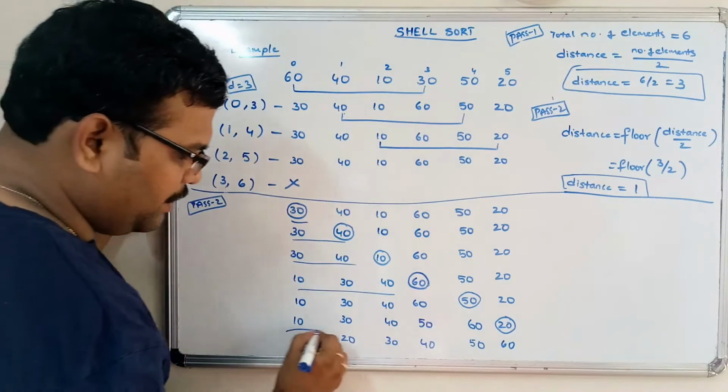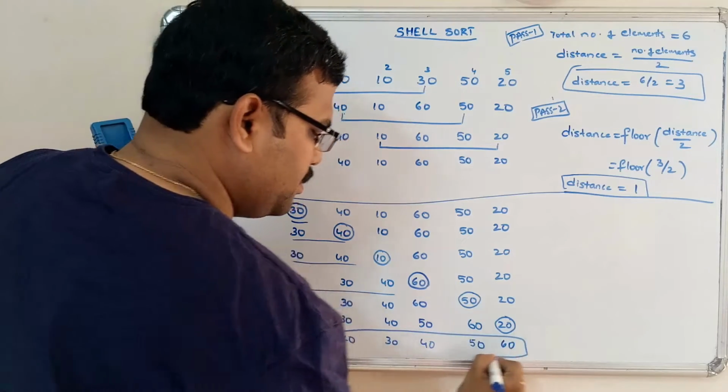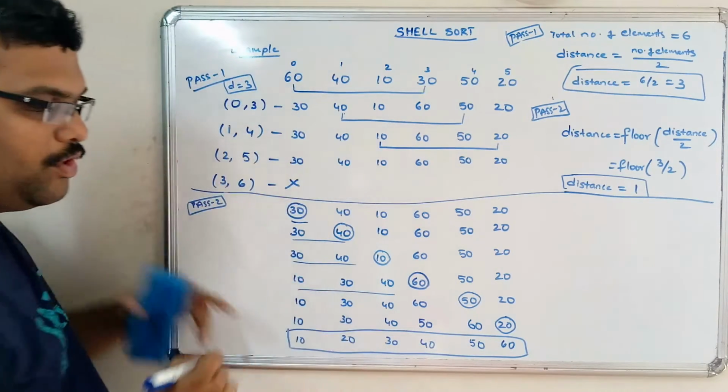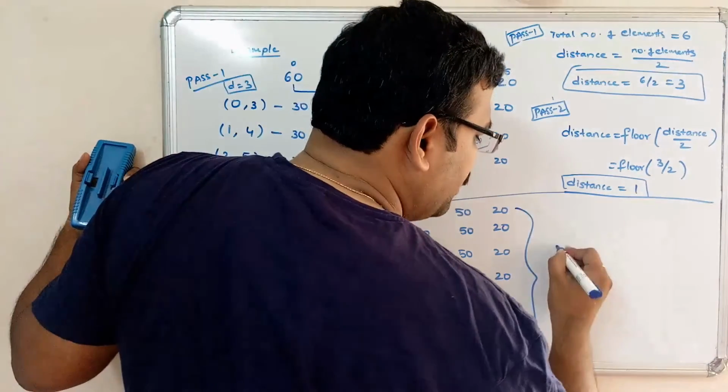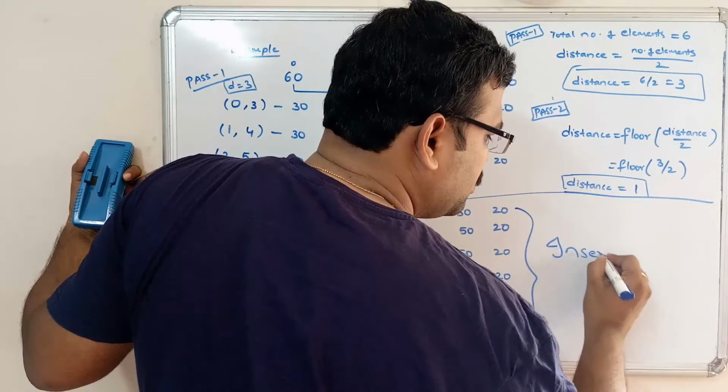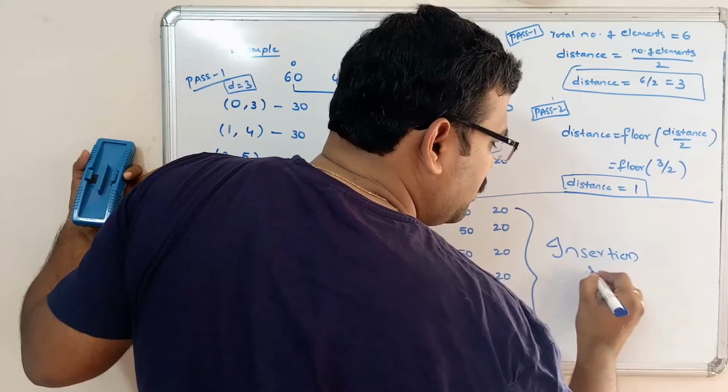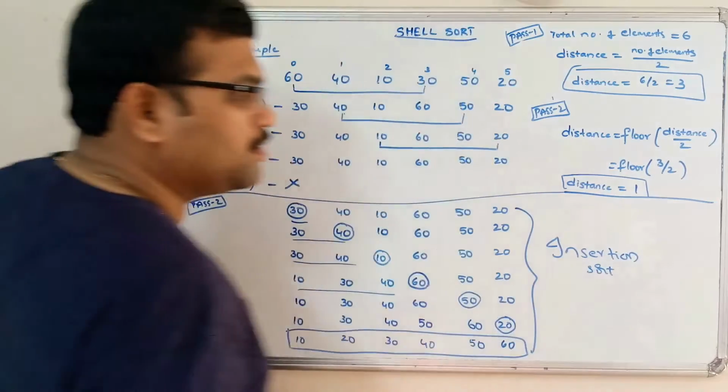Right? So after completion of all the iterations, we got the elements in a sorted order. So this is nothing but our insertion sort. This is our insertion sort, right?